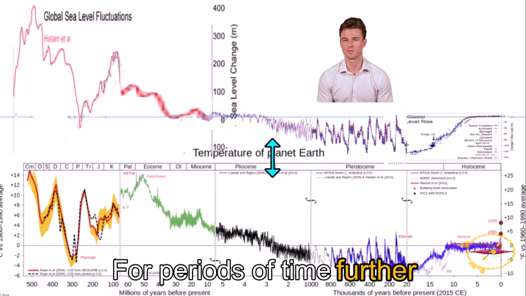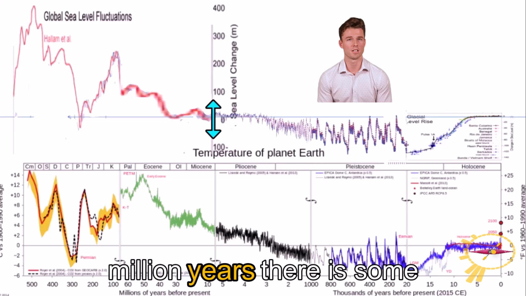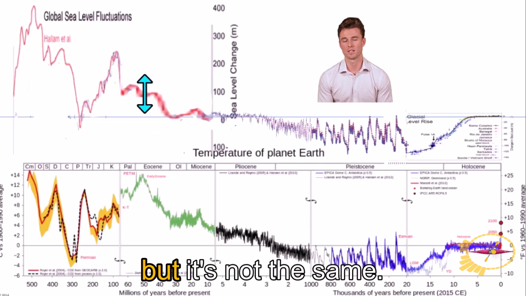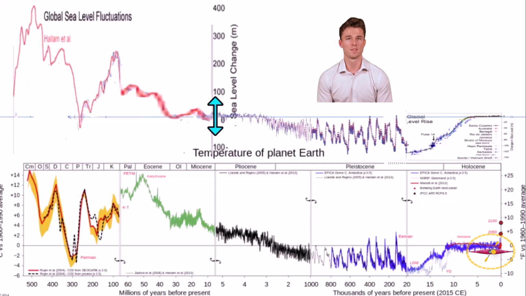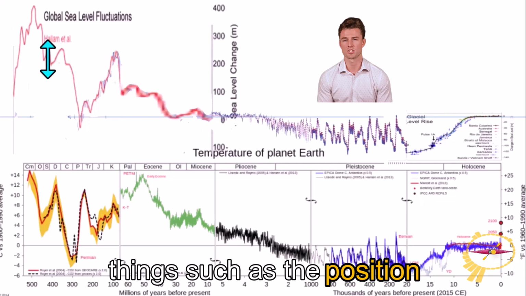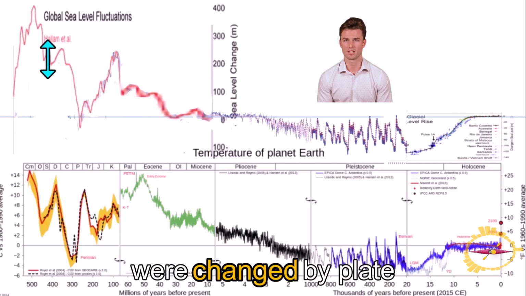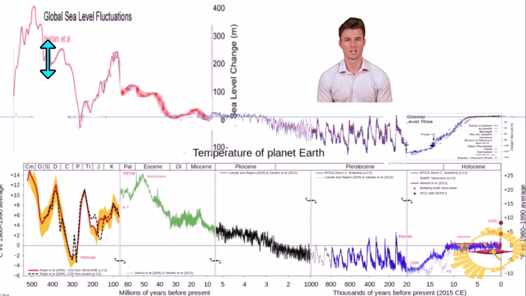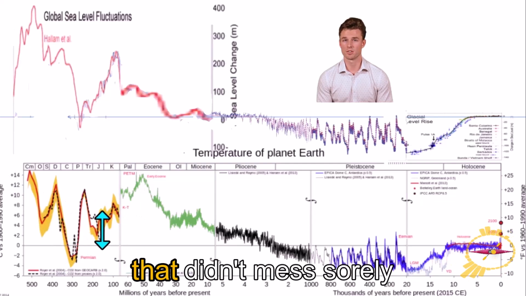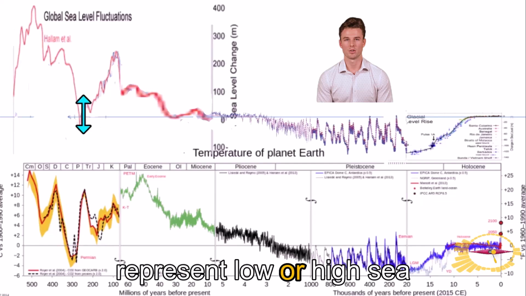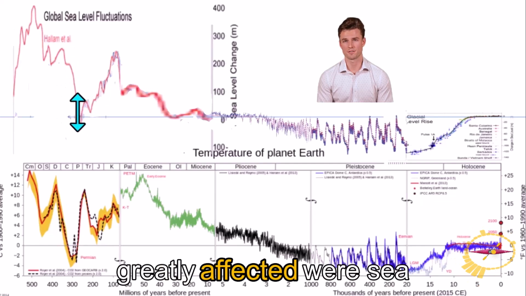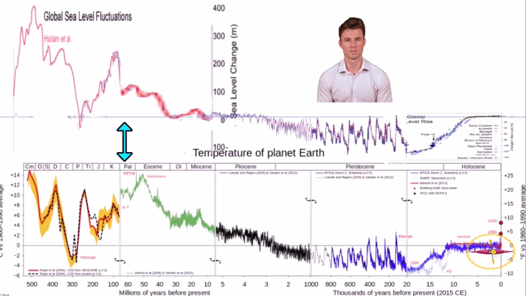For periods of time further back than 5.5 million years, there is some general correlation between temperature and sea level, but it's not the same. The general trend of sea level was often affected by things such as the position of the continents, which were changed by plate tectonics. And also, even though there were a few ice ages during the last panel's period here, that didn't necessarily represent low or high sea levels, because the arrangement of the continents on the Earth greatly affected where sea levels ended up.